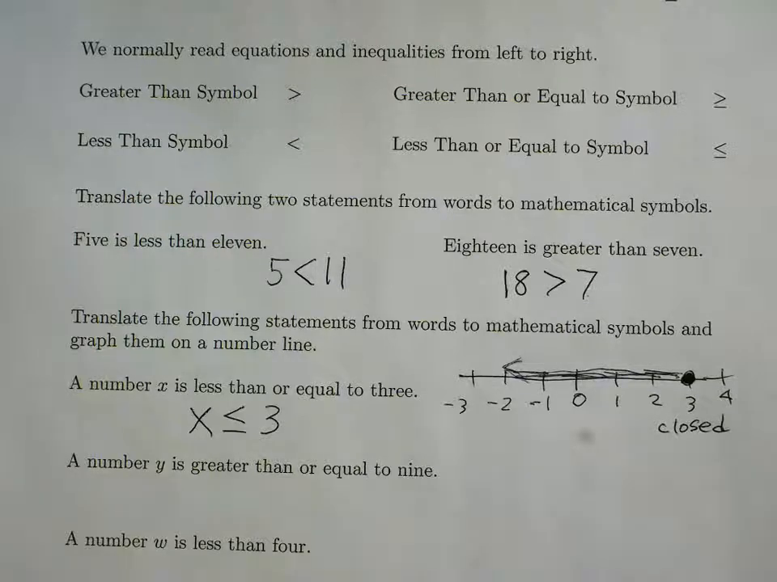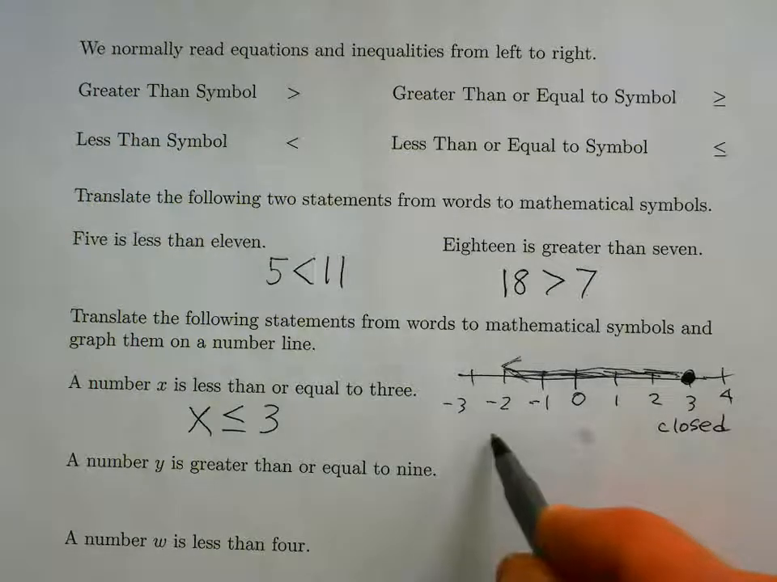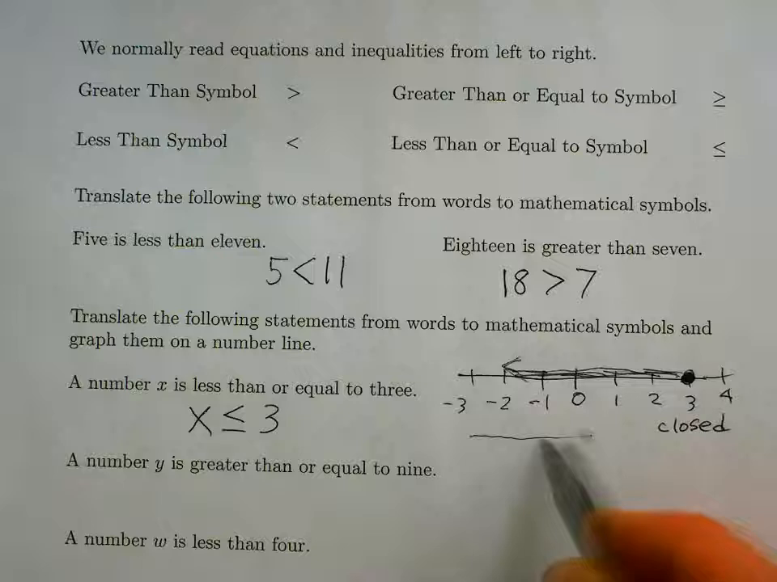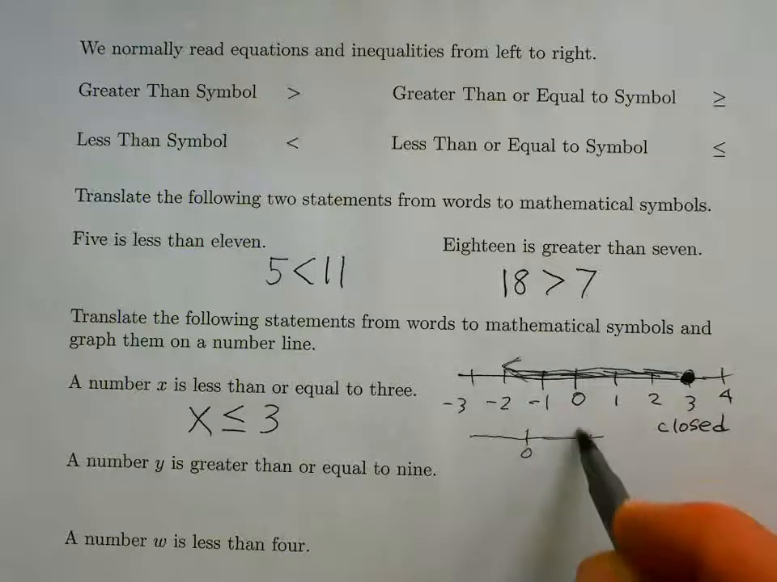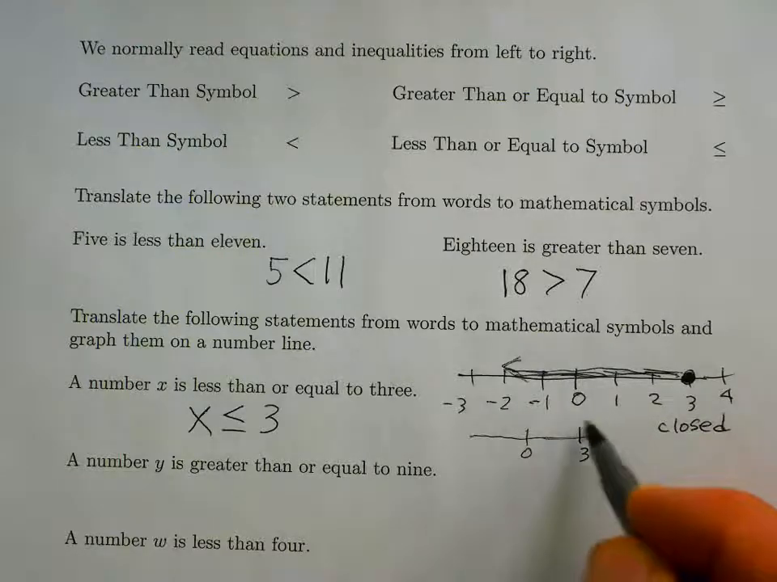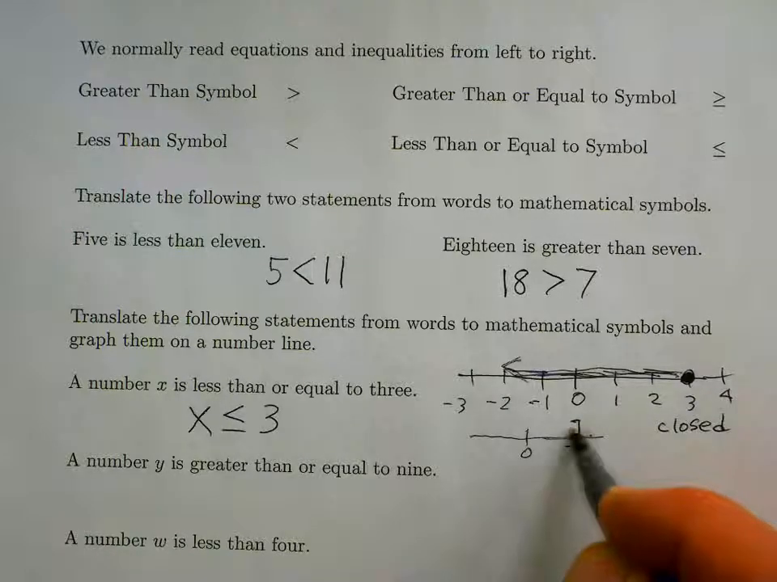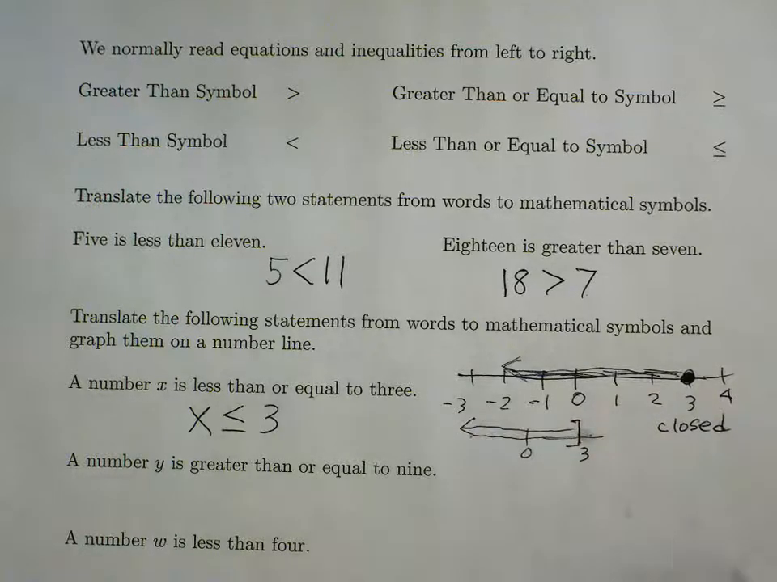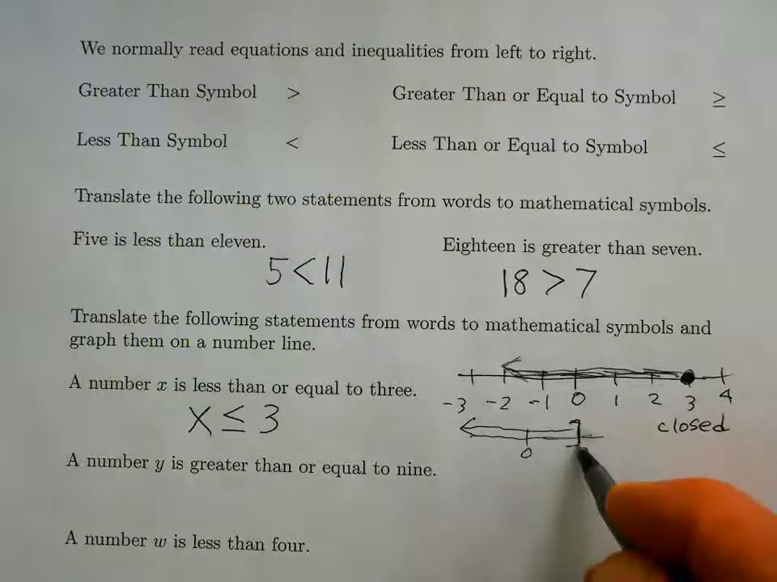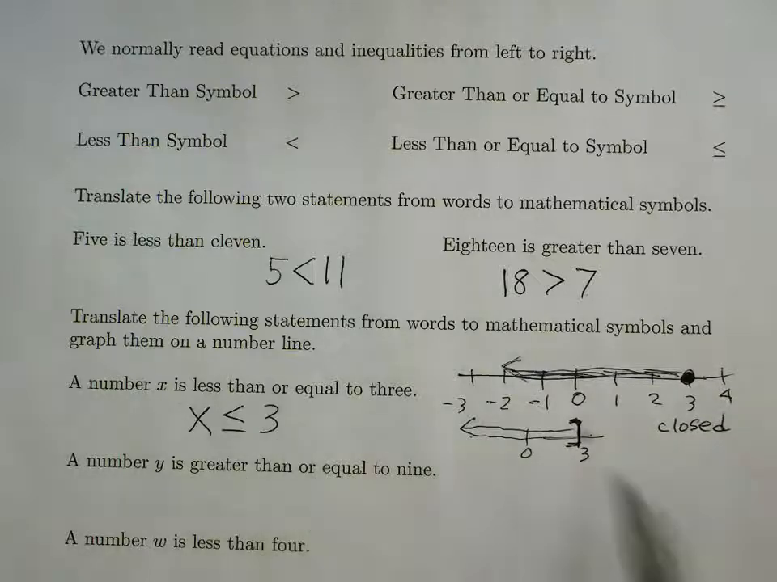Alternatively, you might see a bracket instead of a closed circle. So I'll just squeeze that in here. If we have 0 and if we have 3, then if I put a bracket opening to the left and shade to the left, these two mean the same thing. So a bracket corresponds to the or equal to part.